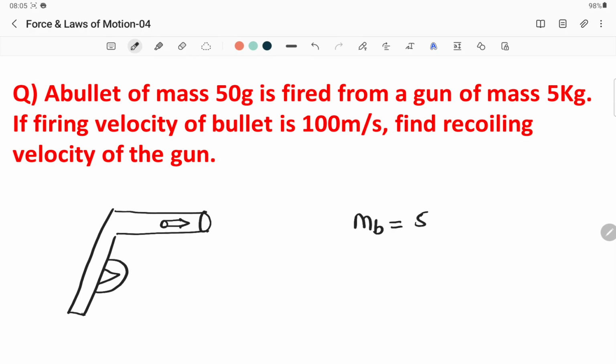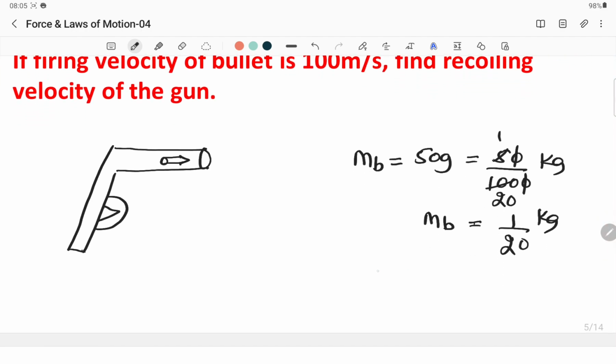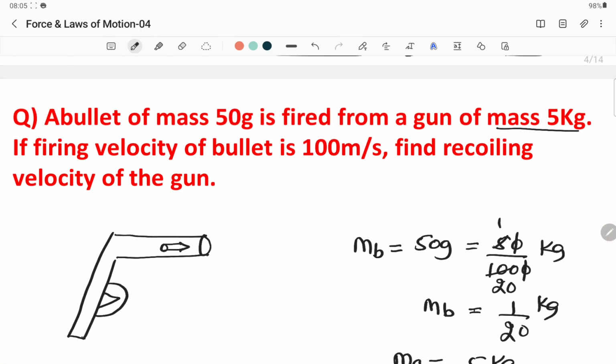So MB is like 50 gram. 50 gram means it is going to be 50 divided by 1000, 50 divided by 1000 kg. The zeros get cancelled. 5 ones are 5, 5 twenties are 100. So mass of the bullet is 1 by 20 kg. Please remember this. Mass of the bullet is 1 by 20 kg. Alright. Now how about mass of the gun? So mass of the gun, MG. MG is equal to 5 kg. Correct, no? Mass of the gun is 5 kg.